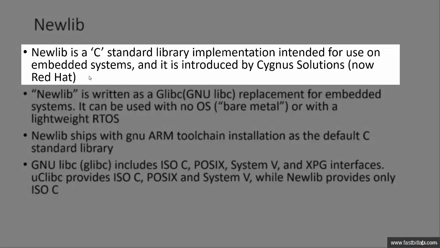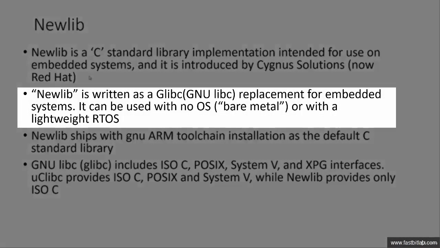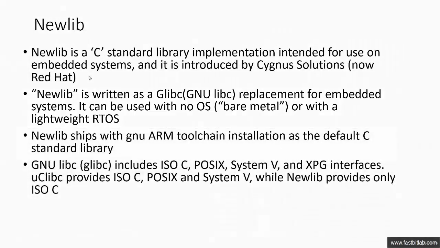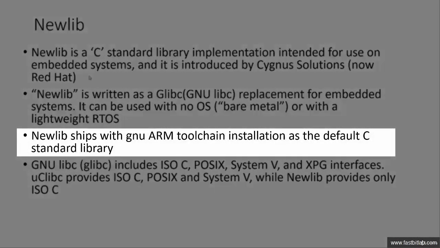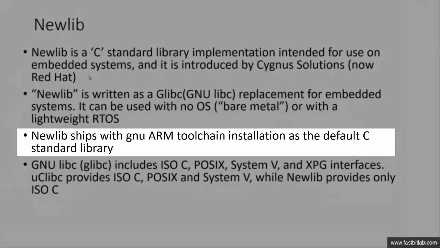NewLib is a C standard library implementation intended for use on embedded systems, and it was introduced by Cygnus Solutions, now Red Hat. NewLib is written as a glibc replacement for embedded systems. It can be used with no OS systems, that is bare metal systems, or with a lightweight RTOS. NewLib ships with the GNU ARM toolchain installation as the default C standard library. We have already installed this GNU ARM toolchain on our systems. That means we have already installed the NewLib library. I will show you that in a moment.